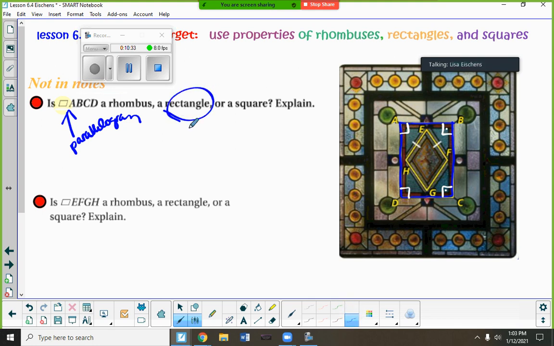Okay, the next one says is parallelogram EFGH, so that is this one. They only tell you that this side and this side are congruent. However, it's a parallelogram, which means opposite sides are congruent. So this side and this side are equal, and this side and this side are equal. That means all the sides are equal, so it would be a rhombus. So we had to use the reasoning about what we know about parallelograms to answer that.